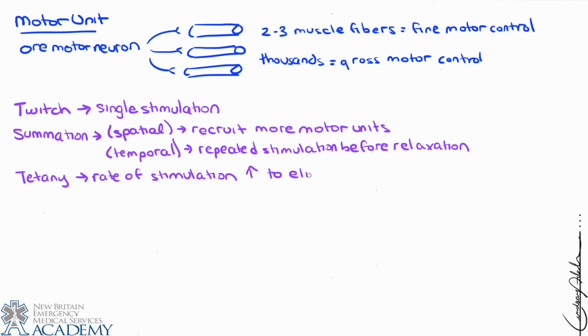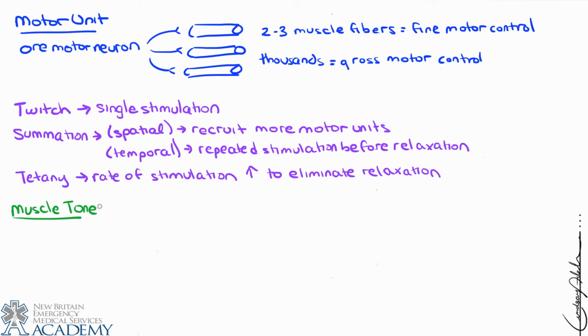contraction overall. And then we can consider tetany, which is basically when the rate of stimulation increases to completely eliminate relaxation. So the muscle stimulation is so fast that we don't have time for a contraction followed by a relaxation and then a new stimulus, but rather we have contraction, contraction, contraction, contraction, contraction, and no relaxation.